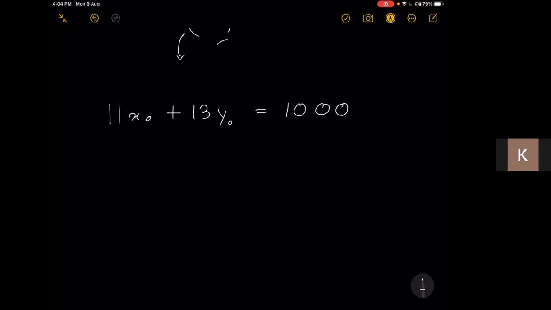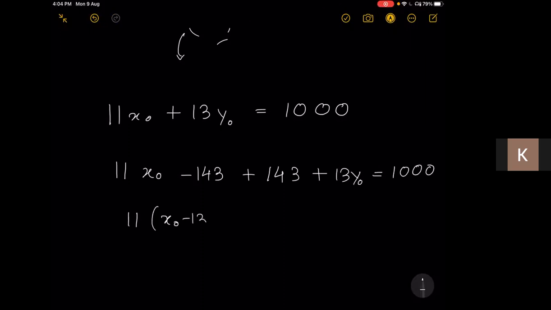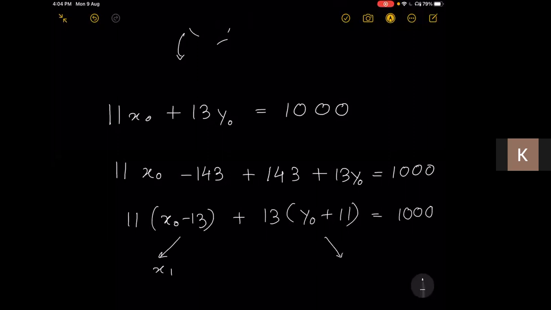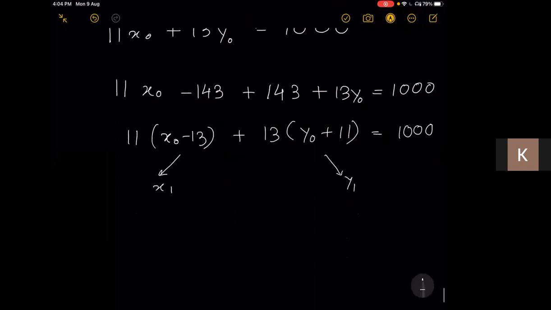Okay. Now if I do 11 x naught minus 143 plus 143 plus 13 y naught, and if I take 11 common, then it is 11 times (x naught minus 13) plus 13 times (y naught plus 11). So this I can call x1, this I can call y1. These are my new solutions, such that 11 x1 plus 13 y1 equals 1000.